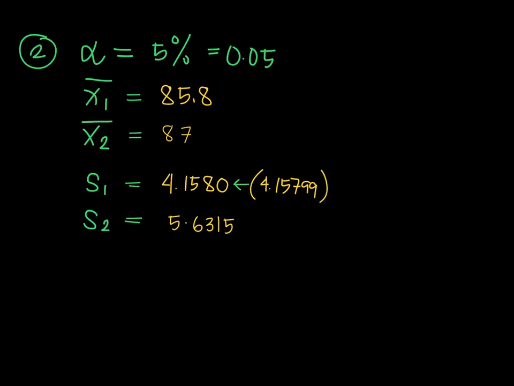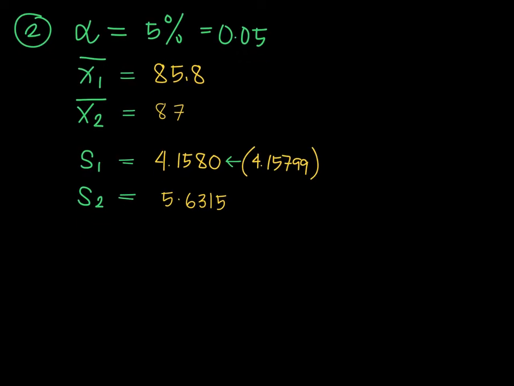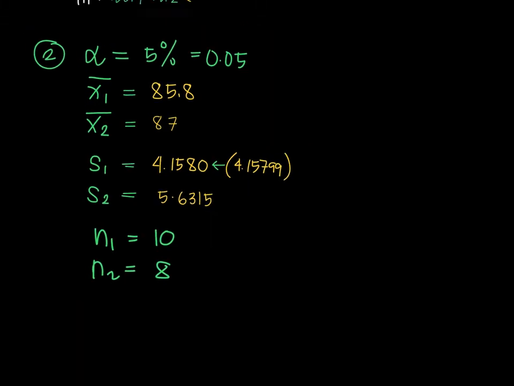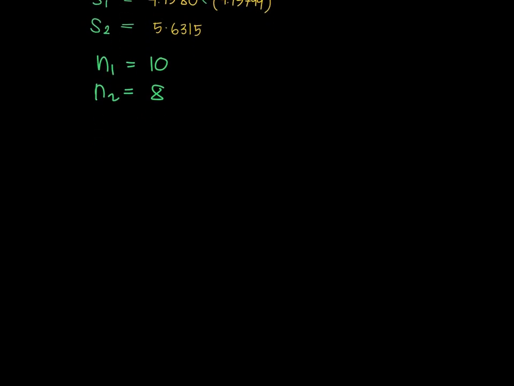Now, in addition to this information, we could also just note our sample size 1 to be 10. This is for the male, and sample size 2, we have 8 for the female. So once we have this information, we go to step number 3, and that is we compute the t-test statistic.